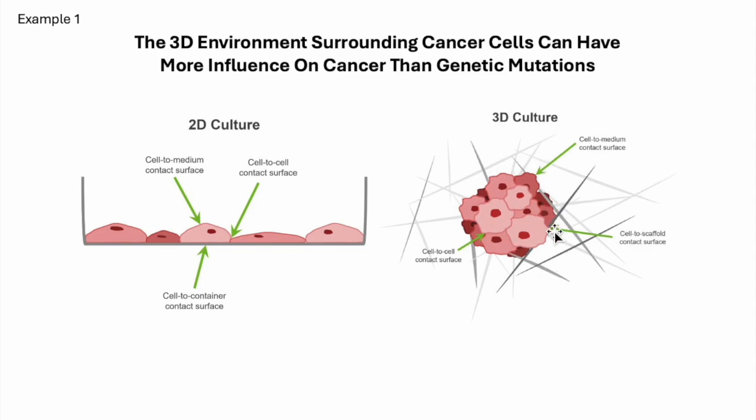And the cells do this even though they still have the same genetic mutations as when they were grown in a 2-dimensional dish. So this is very powerful evidence that the protein matrix in which the cells sit has instructional information that can override the bad information in mutated DNA.